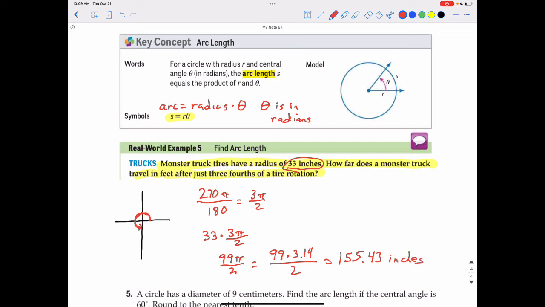But the problem says, how far does the monster truck travel in feet? So I need to convert 155.43 inches into feet. I simply need to divide that by 12 because there are 12 inches in a foot. And I get about 12.95. If I want to round that to the next highest number, I could say it's approximately 13 feet. So in 3/4 of a truck tire rotation in this case, the truck moves 13 feet.